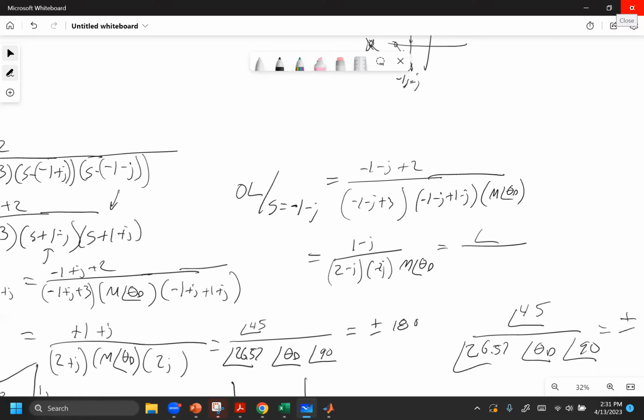I think, no, I don't, yes, I think so. It would be because it's the complex conjugate. So that's right, that would be correct. That would be a negative angle. So this would be, instead of positive 45, negative 45.